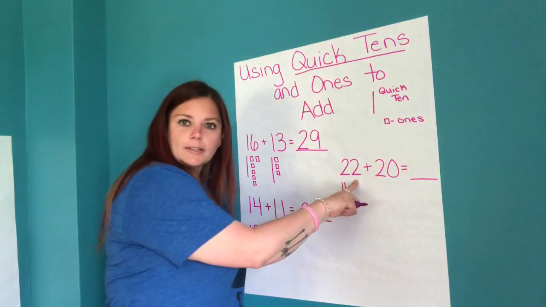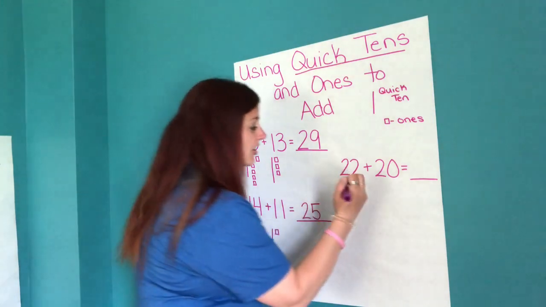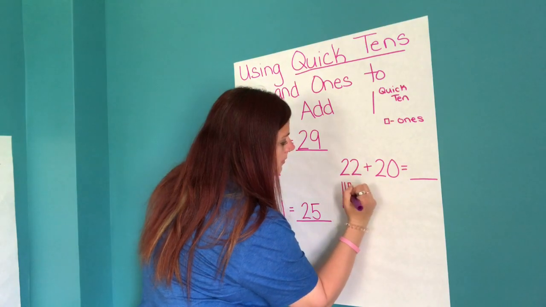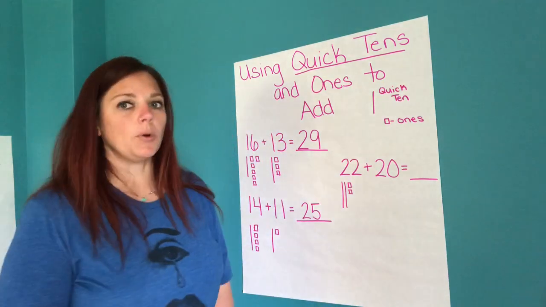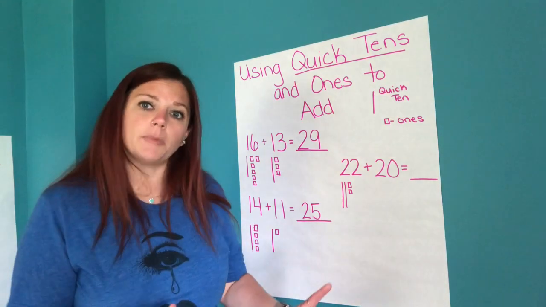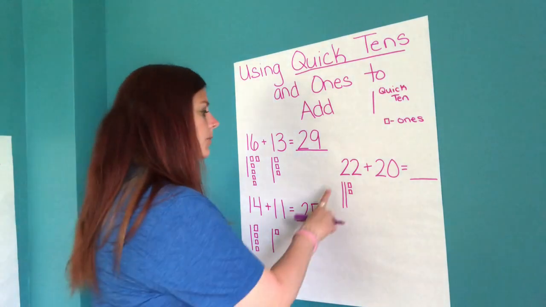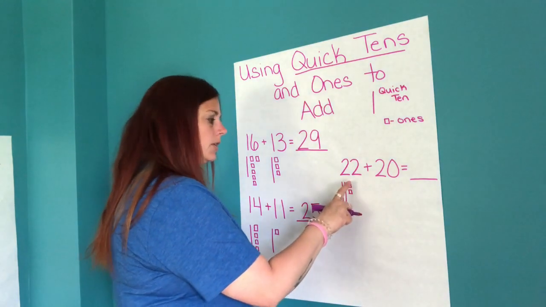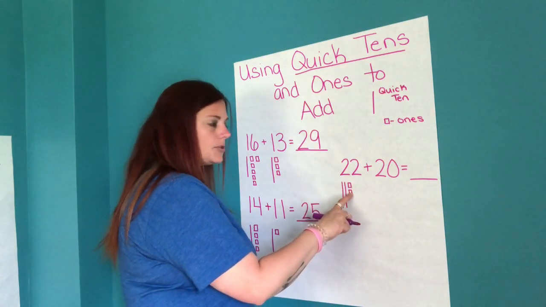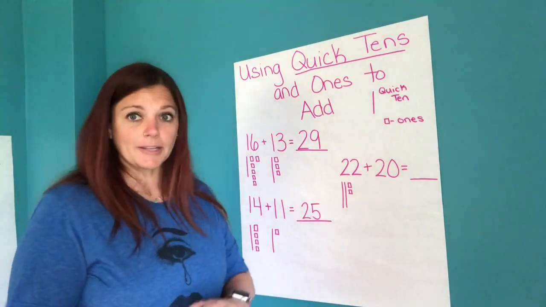Now let's move to our ones. 2. Very good. 1, 2. Okay. Remember, what do we do? We go back and count to make sure we drew the right number. So we skip count by tens. 10, 20, 21, 22.